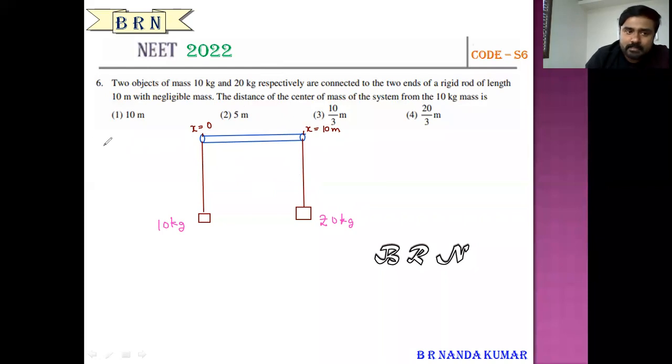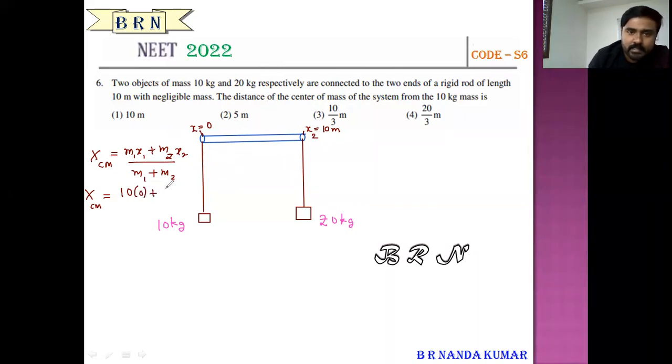One is the center of mass along the x direction, for which there is an equation. What is that center of mass equation? m1 x1 plus m2 x2 divided by m1 plus m2. Using this formula we can calculate the distance of the center of mass from the 10 kg mass. So the center of mass along x direction: m1 is 10, x1 is 0, plus m2 is 20.